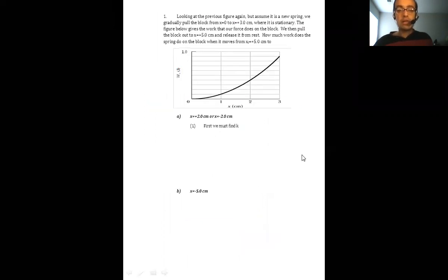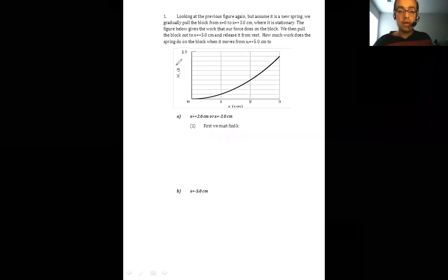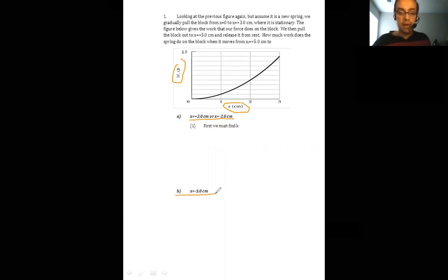So looking at the next problem here, looking at the previous figure again, but assume it's a new spring, we gradually pull the block from x equals 0 to x equals positive 3 centimeters while it is stationary. And the figure below gives us the work that our force does on the block. So in this particular figure, this is work, and this is displacement. We then pull the block out to positive 5 centimeters and release it from rest. And we're wondering how much work does the spring do on the block when it moves from plus 5.0 centimeters to either of these positions, right?